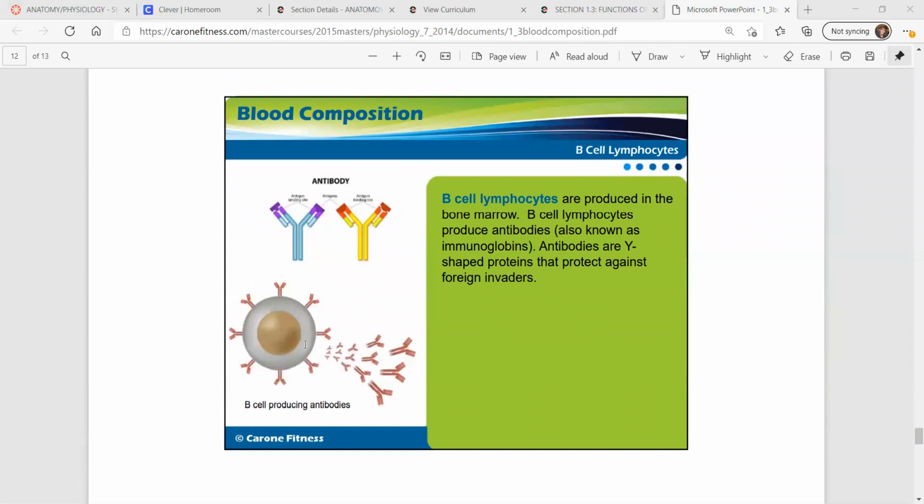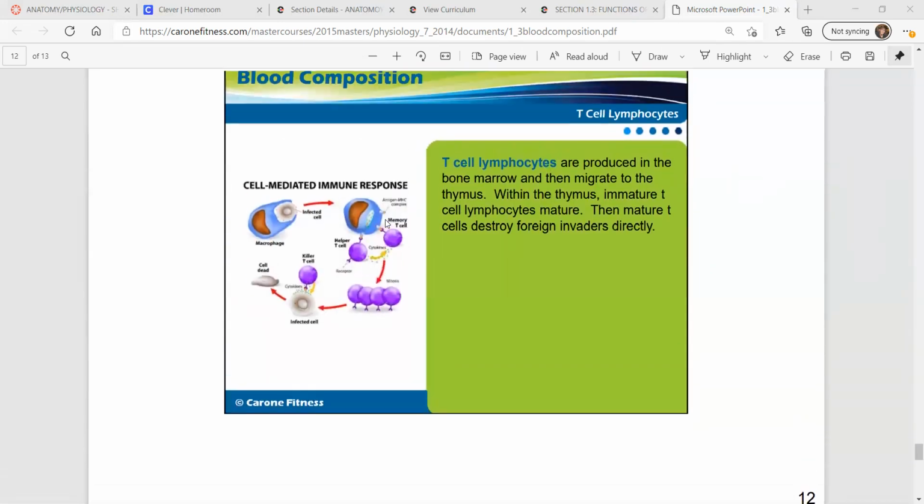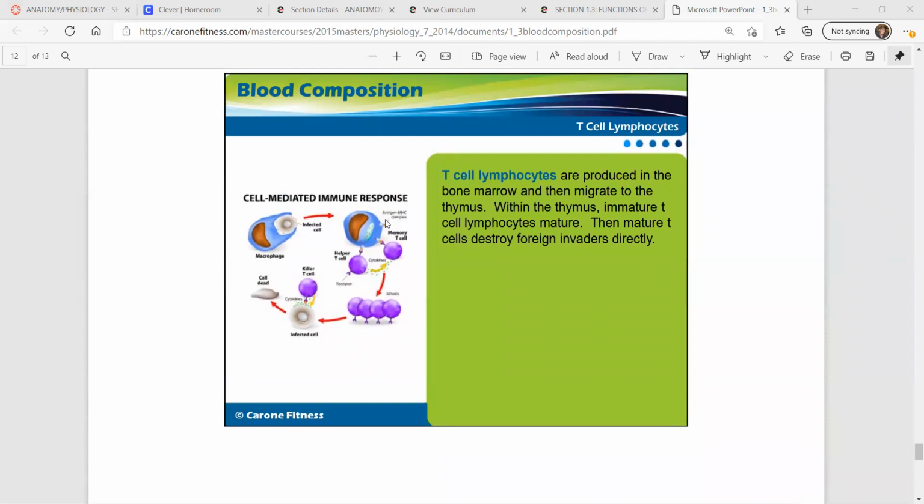B cell lymphocytes are produced in the bone marrow. They produce antibodies, also known as immunoglobulins. Antibodies are Y-shaped proteins, like we talked about before, that protect against foreign invaders. And you can see a B cell producing Y-shaped antibodies. T cell lymphocytes are produced in the bone marrow and then migrate to the thymus. Within the thymus, immature T cell lymphocytes mature. And then the mature T cells destroy foreign invaders directly.